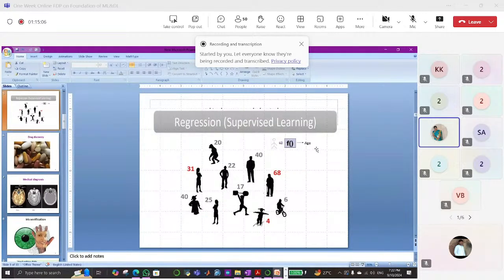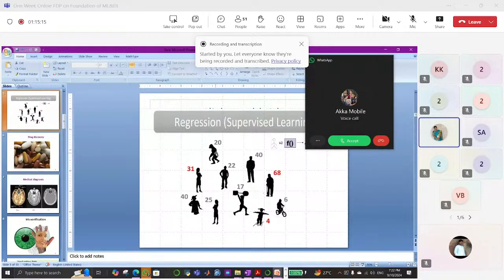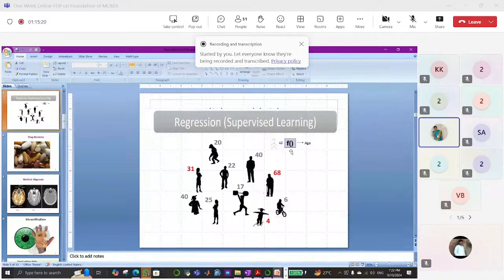Next, similarly, one more problem definition is age problems. So in age problems, various persons of different ages are there: 20 years old, 31 years, 40, like that. So this is a regression example. Why? Because numerical values are there. Input and at the same time outputs are numerical values. Then this problem comes under the regression example.